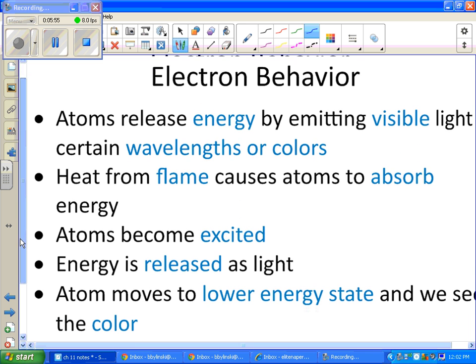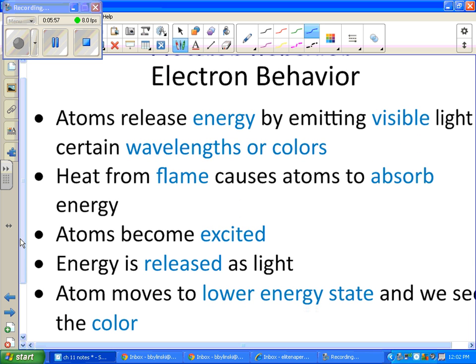Now, electrons. Okay, more about the electrons. So we know they're part of the atom, right? Now, atoms themselves will release energy. And they release this energy by emitting visible light in certain wavelengths or colors. And the part of the atom that's doing this is that outer part, which is the electron.